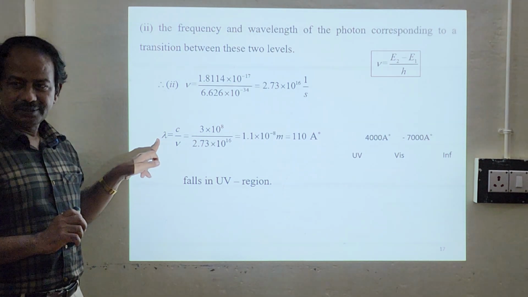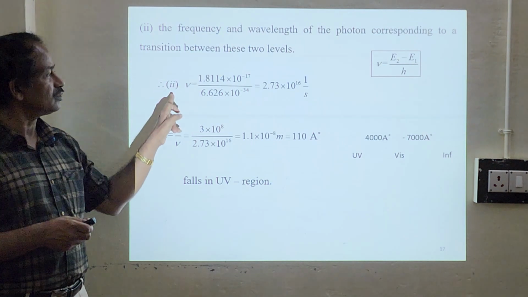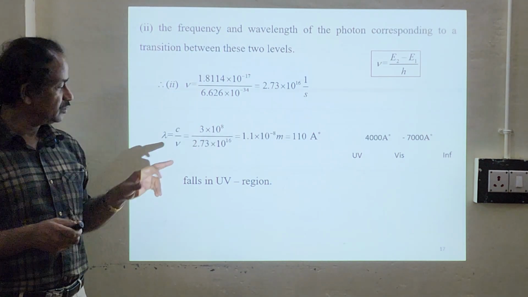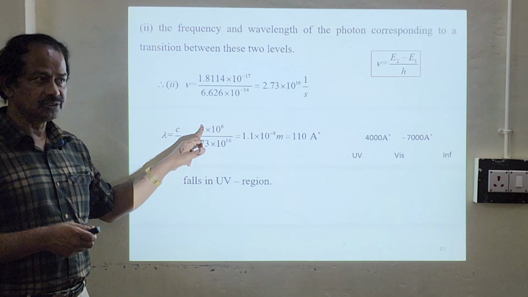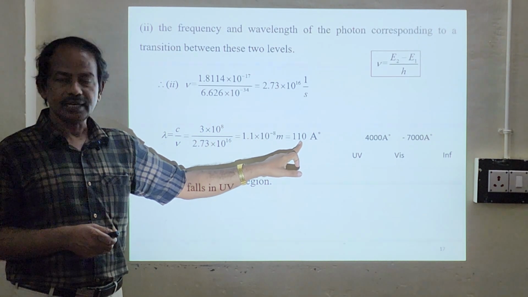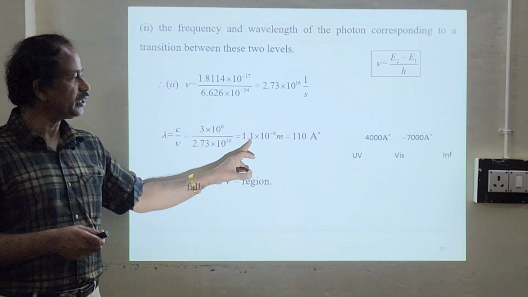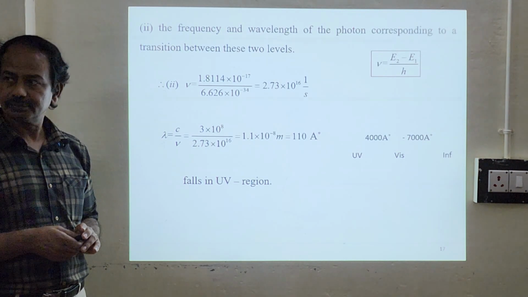Now lambda equal to, because what is asked? Frequency and wavelength is asked. So we have found out frequency. So lambda equal to c by nu. Substitute the values for c and nu, which we have found out now. So it comes around 1.1 into 10 power minus 8 meters, which is around 110 angstrom.